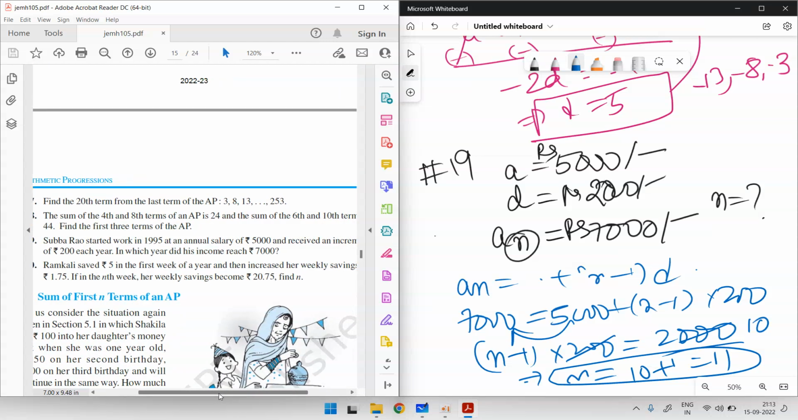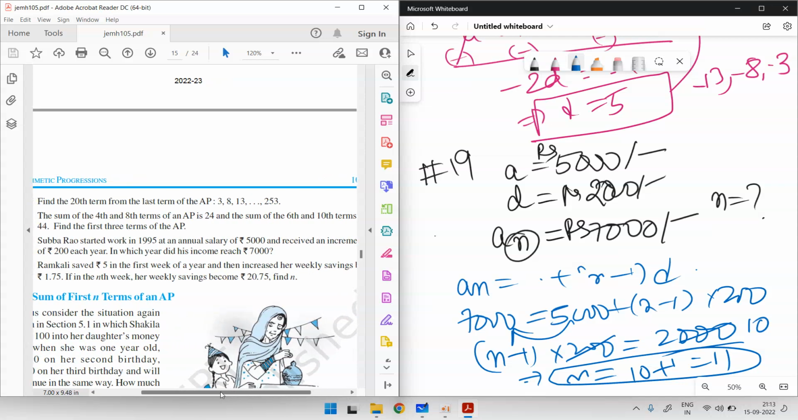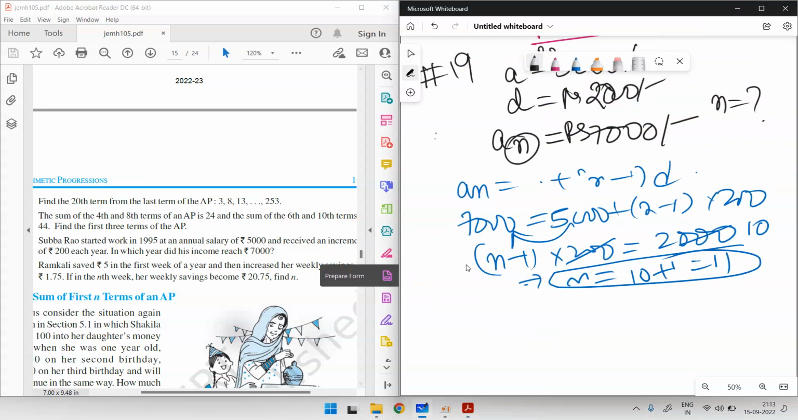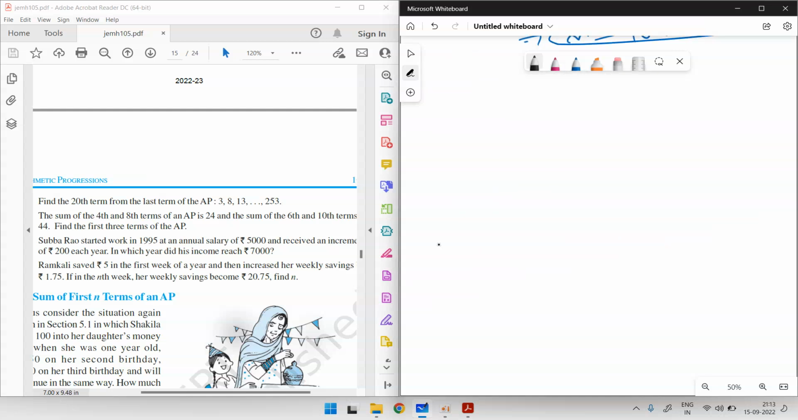Now the 20th question. Ramkali saves rupees 5 in the first week of the year and then increases her weekly saving by rupees 1.75. If in the nth week her savings become rupees 20.75, find the value of n. So she saves rupees 5 in the first week, so the first term a will be rupees 5. Her weekly saving increases by 1.75, so the common difference d will be rupees 1.75.